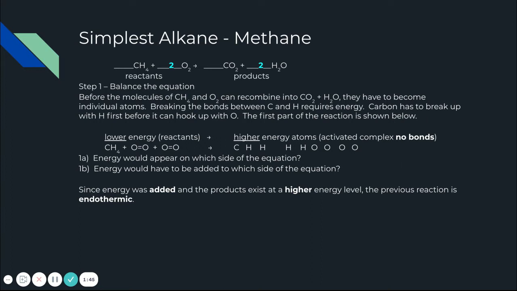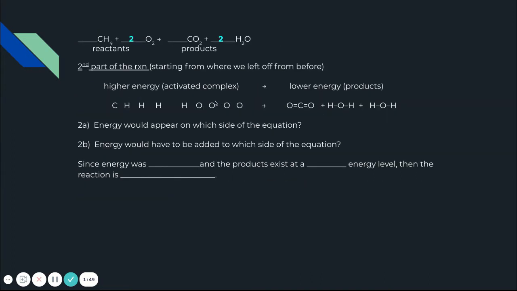We start the second half of the reaction, which is forming the compounds. So that's what you see here on this slide. We're starting here with the higher energy activated complex, all of the elements in their individual form, and then we're forming our products. So now they're forming different bonds. We have the carbon dioxide and then the 2 waters. So they all broke apart into their individual atoms, then they rearranged and formed new bonds. When they form bonds, they can release that energy.